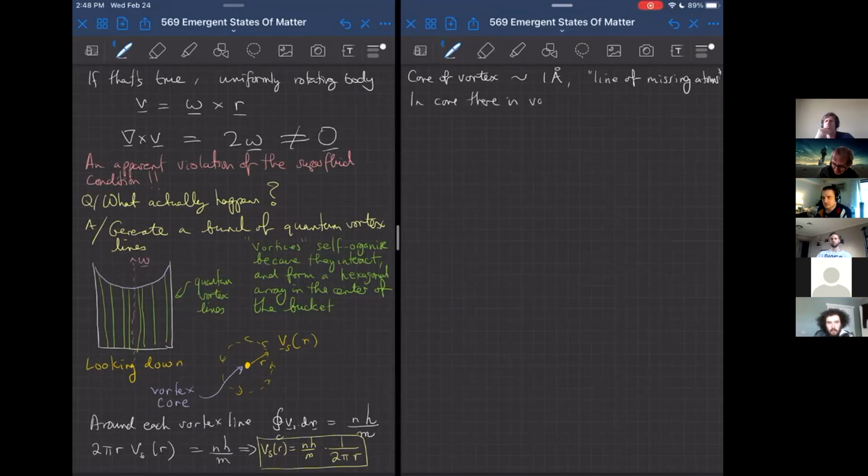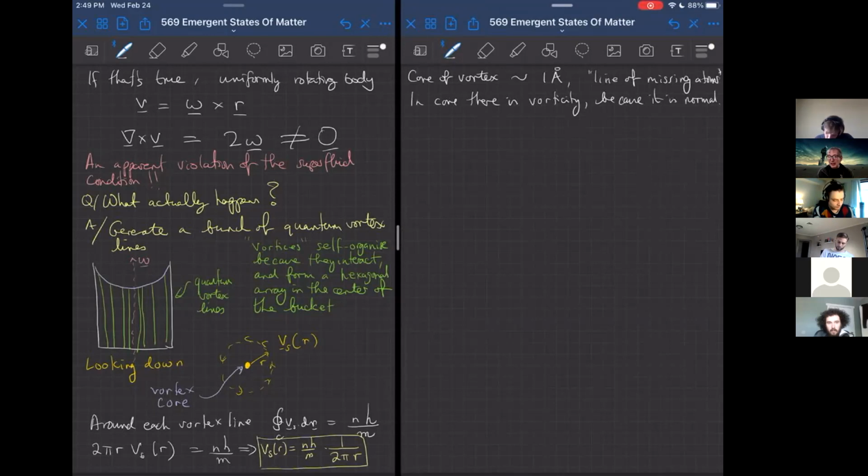And in the core of the vortex, there is vorticity, there is circulation, because it is normal. And it's normal because it's a topological defect. And so there's no off diagonal long range order there.